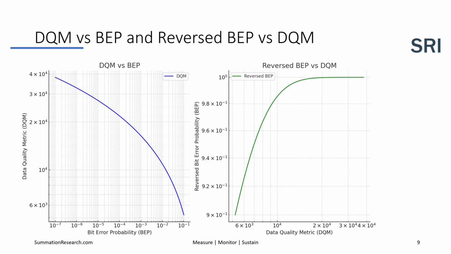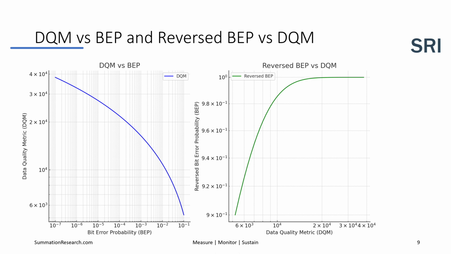The first graph is DQM versus bit error probability. The x-axis, you have bit error probability. The y-axis, you have data quality metric. This graph shows how the DQM varies with different values of bit error probability. It uses the logarithmic scale to display the relationship more clearly. As bit error probability decreases, indicating better quality, the DQM value increases.